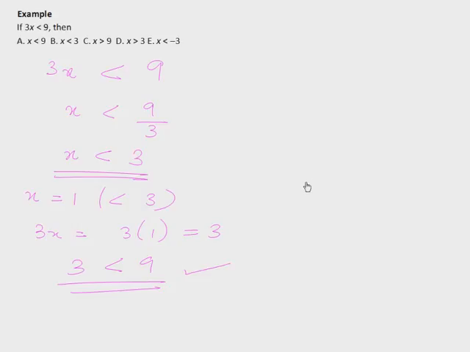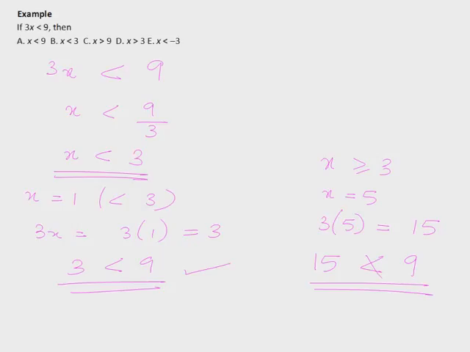Let's take a value greater than 3. Suppose I take a value greater than or equal to 3. Let's say I take x equal to 5. Then 3x would become 3 into 5, which is 15. And 15 is surely not less than 9. So I have confirmed that my solution is x less than 3.